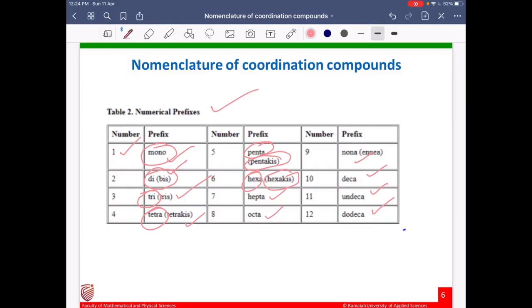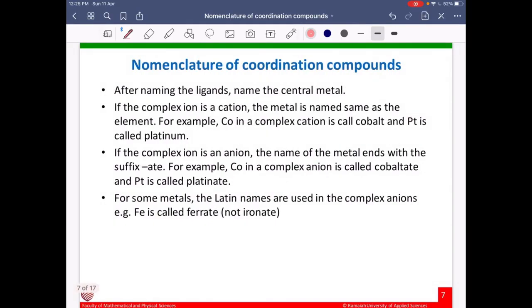These are the numerical prefixes which we should put in front of the name of the ligands based on how many molecules or how many ligands are present in that structure.